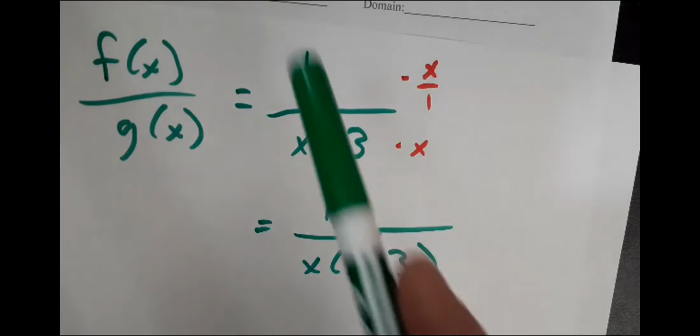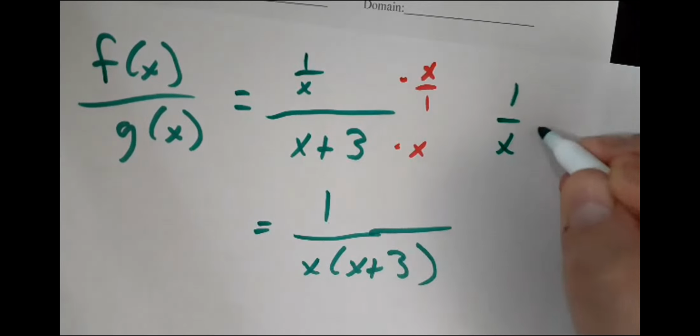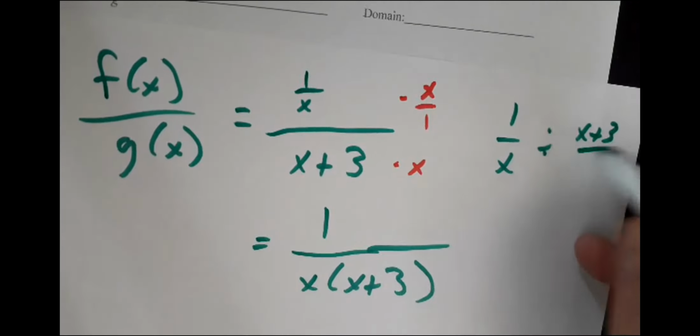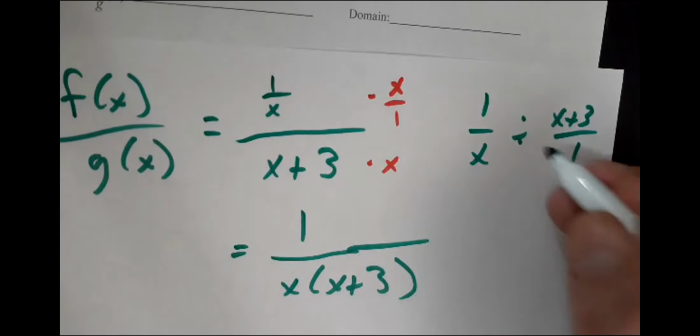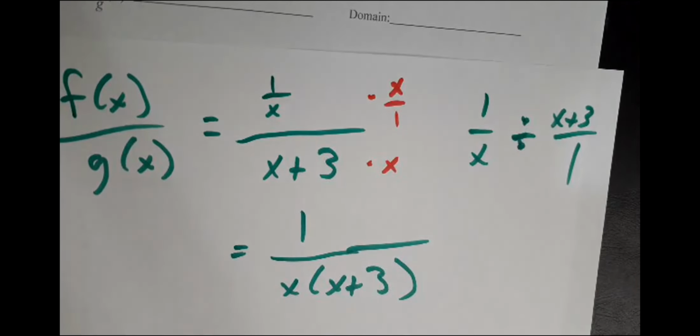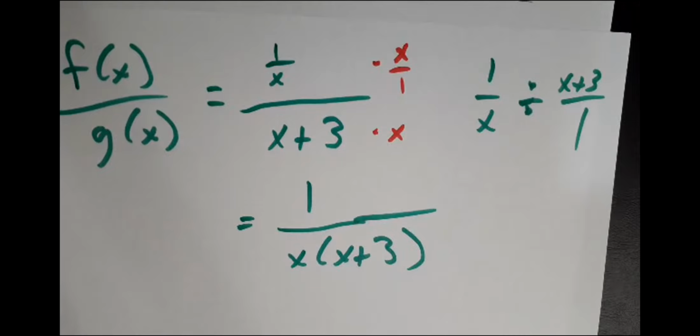You can also do copy dot flip. We divided 1 over x divided by x plus 3 over 1. You can also do this like we did rational division, right? If we flip this thing, it's going to end up on the bottom. Okay, so I have 1 over x and an x plus 3.